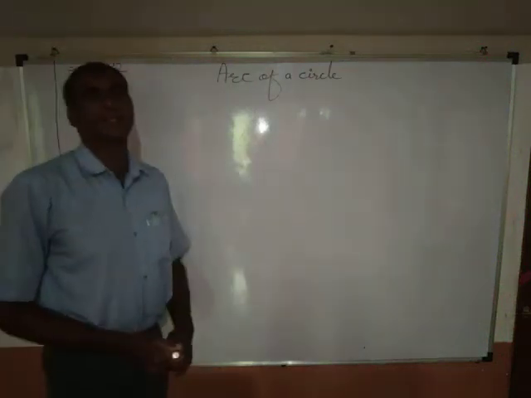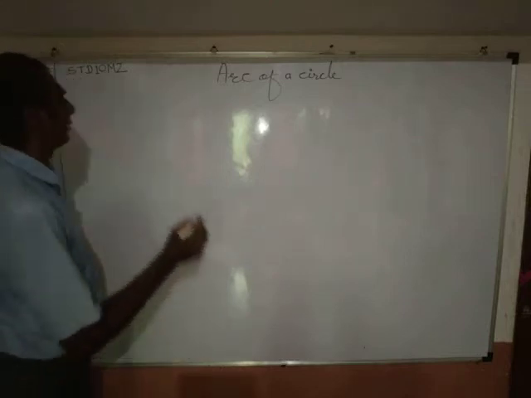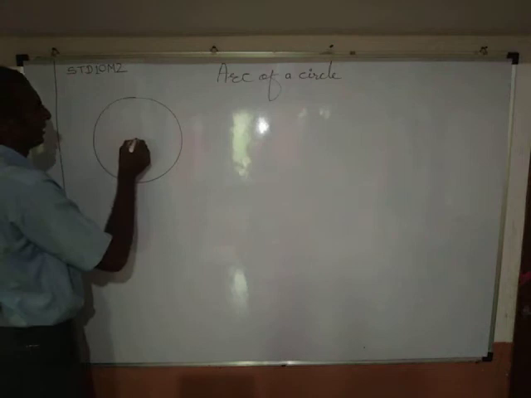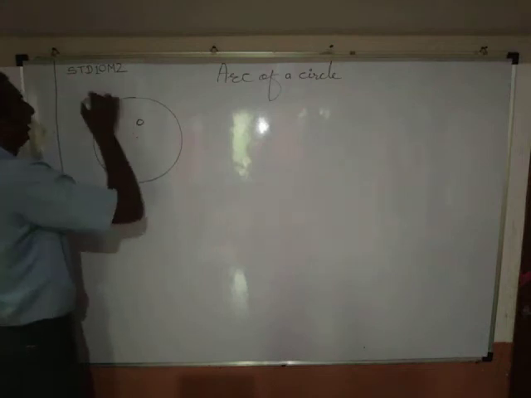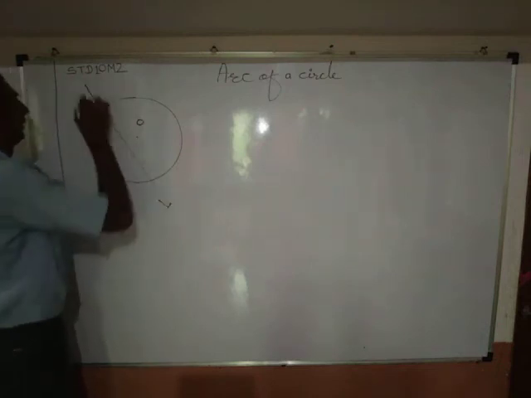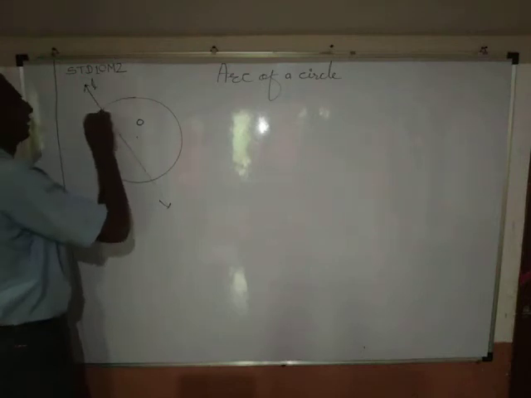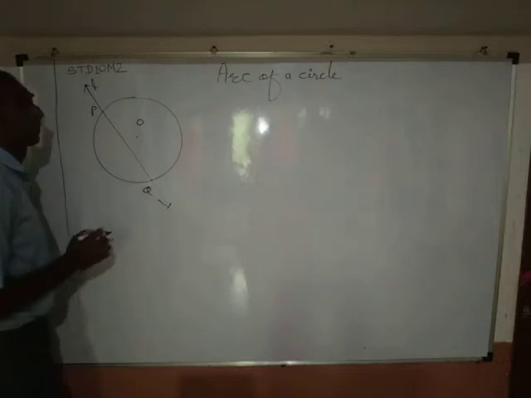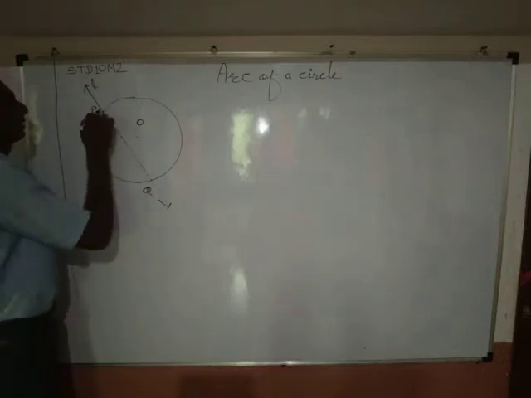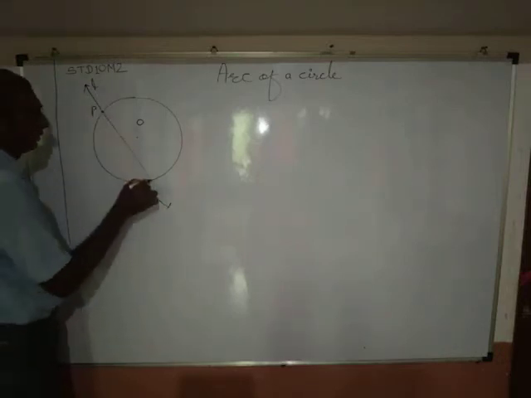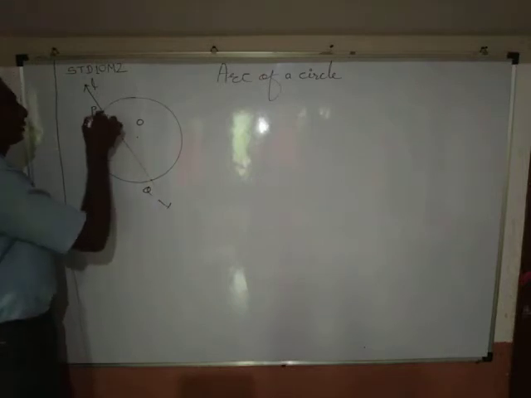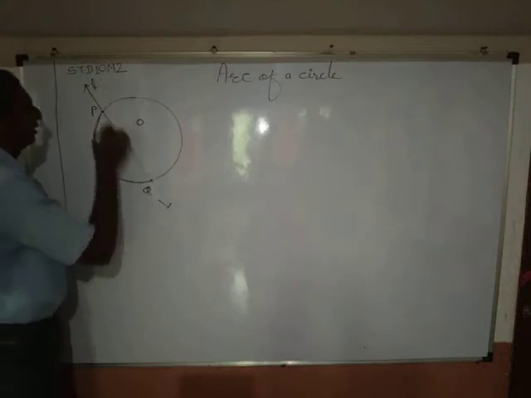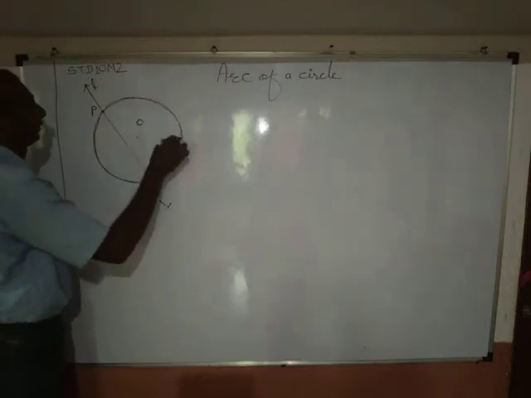Hello, let's learn arc of a circle. Let's consider a circle with center O. A line L intersects this circle in points P and Q. Every part of this circle along with these common points with a secant are called arcs of circle.